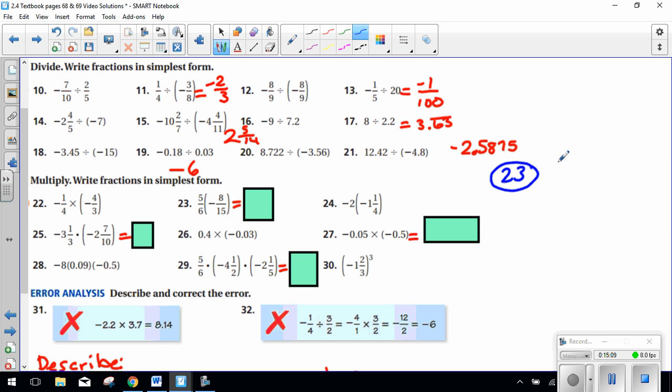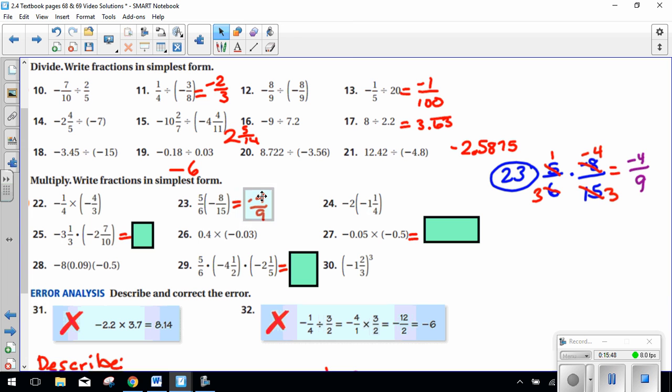Okay, for 23, we're going to take 5 over 6 and multiply it to negative 8 over 15. So I'm going to cross reduce. 6 and 8 are even numbers, so I'm going to divide by 2. So 6 divided by 2 is 3. Negative 8 divided by 2 is negative 4. I'm going to cross reduce these by dividing by 5. 5 divided 5 is 1. 15 divided 5 is 3. Now I multiply straight across. 1 times negative 4 is negative 4, and 3 times 3 is 9. So number 23 is negative 4/9.